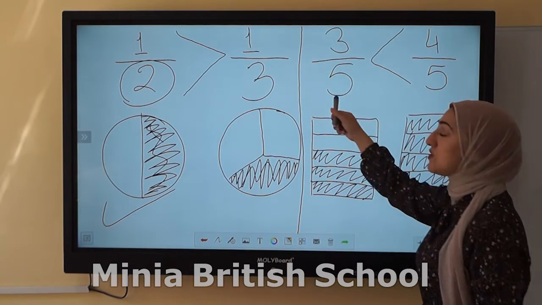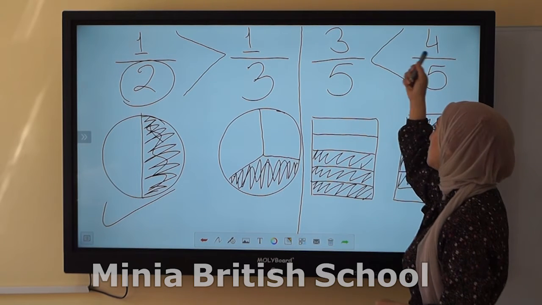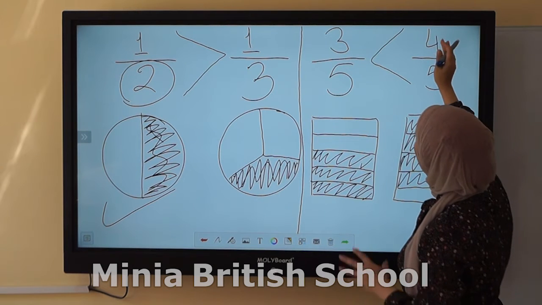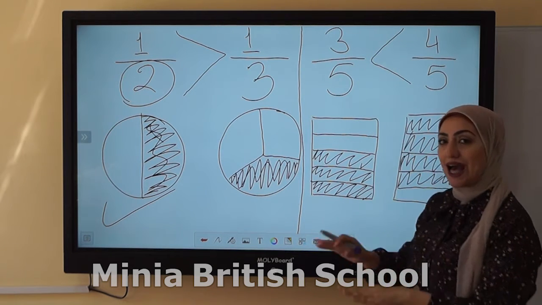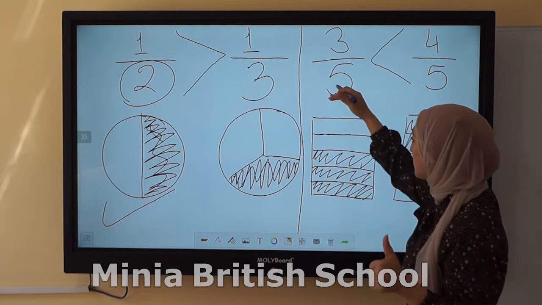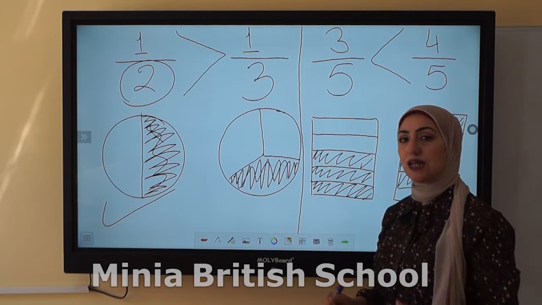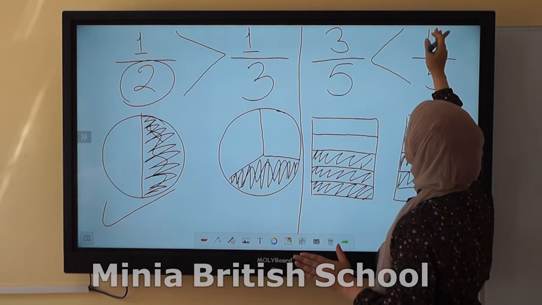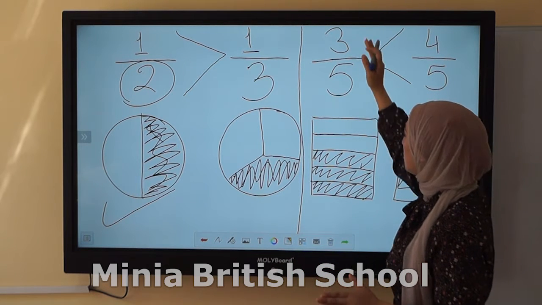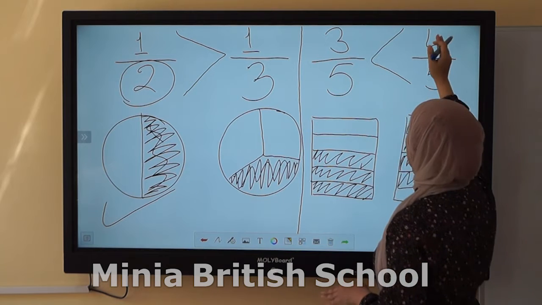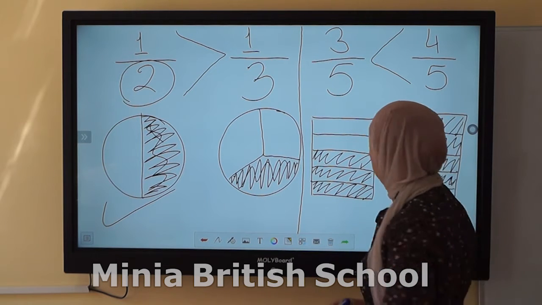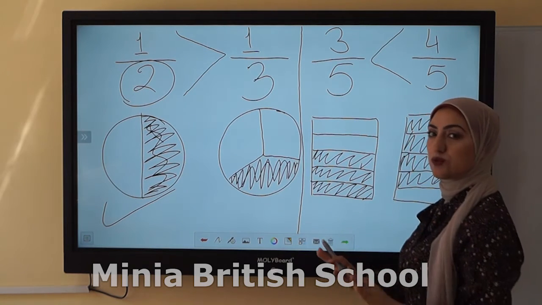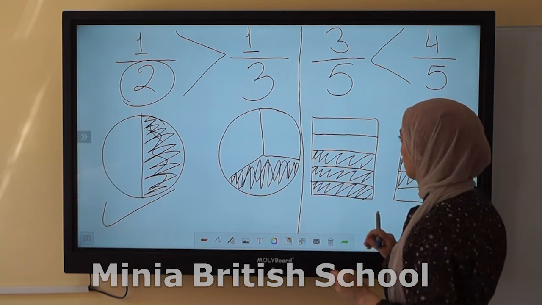But here, if the denominators are the same and the numerators are different, that means I deal with the fraction as a whole number. Again, if the denominators are the same, I deal with the fractions as whole numbers. 3 is smaller than 4, so 3 over 5 is smaller than 4 over 5. Okay? Good. So, these are the two rules. You have to know them very well.